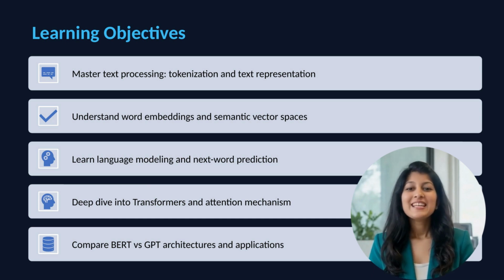Third, we'll understand language modeling, predicting the next word given previous context. This deceptively simple task is the foundation of modern NLP. A model that's good at next word prediction implicitly learns grammar, facts, reasoning, and world knowledge. We'll see how this one task enables diverse applications.